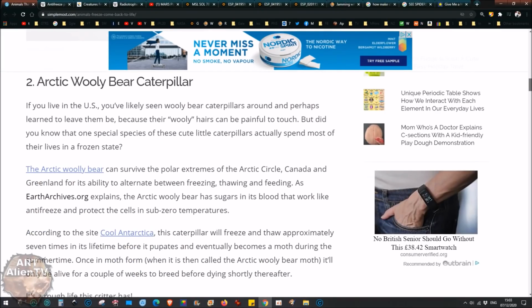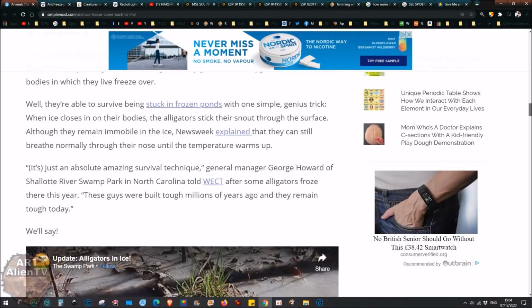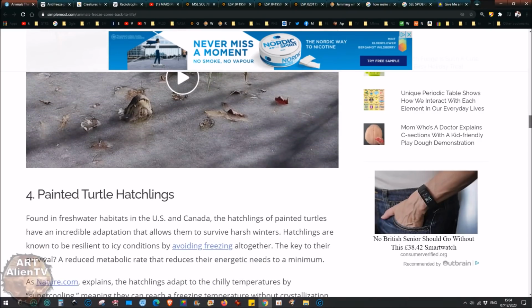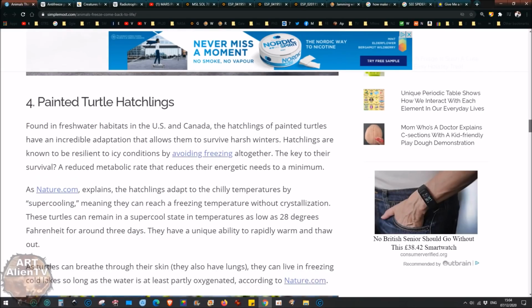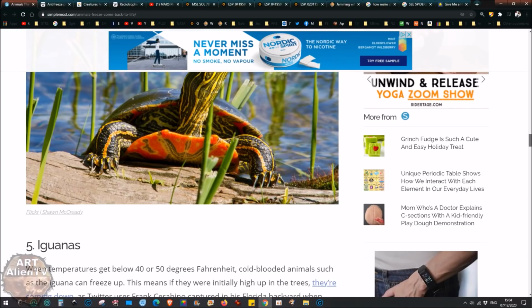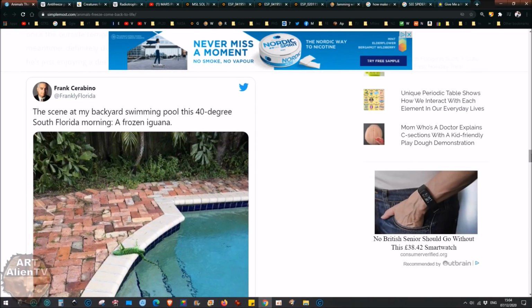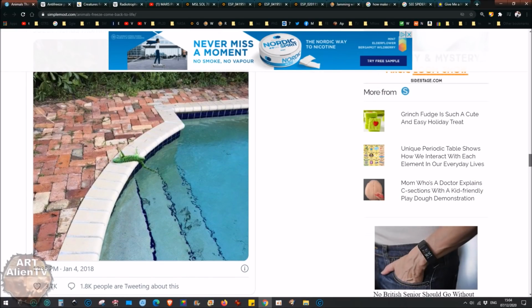The Arctic woolly bear caterpillar can freeze and come back to life. All these can freeze and come back to life. There's a whole bunch of these things. Painted turtle hatchlings can also freeze. Now, obviously, these are more primitive creatures like reptiles and insects, right? Iguanas also, that's another type of reptile. There's one there that's sort of frozen.